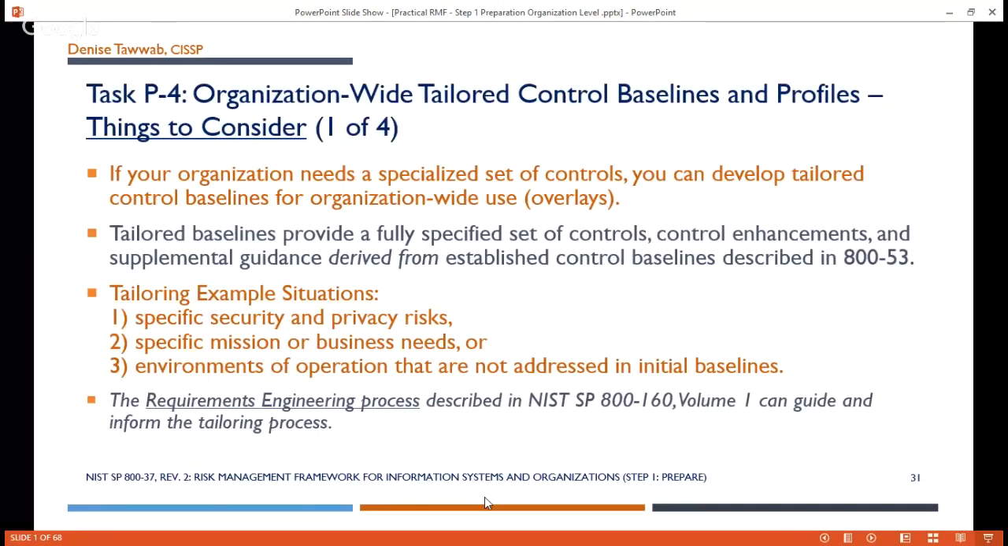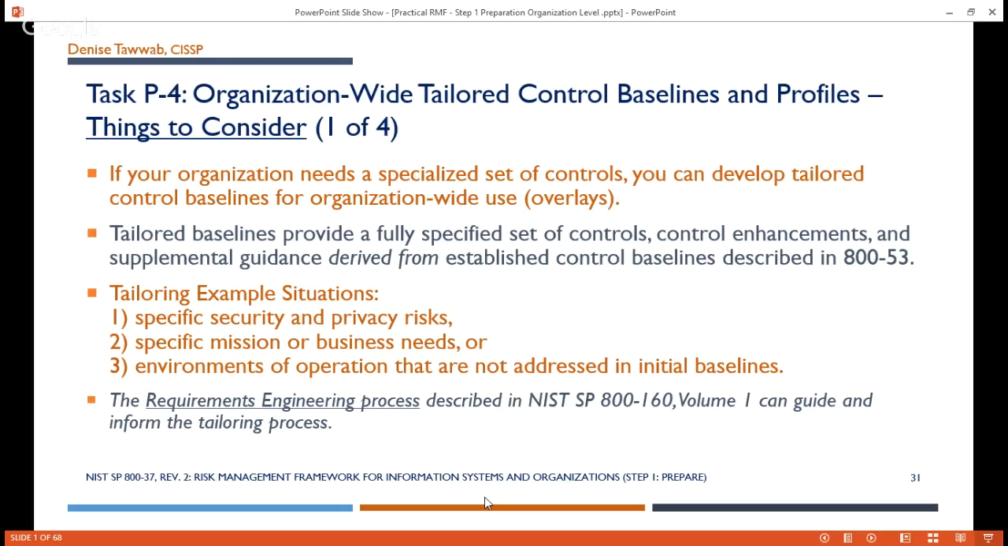Okay, things you want to consider. I've got 4 slides of things that you want to think about when you're developing your control baselines for the organization. If your organization needs a specialized set of controls, you can develop tailored control baselines for use across the organization. A tailored control baseline that's designed for a specific community is called an overlay. So you're developing one or more overlays for your organization.